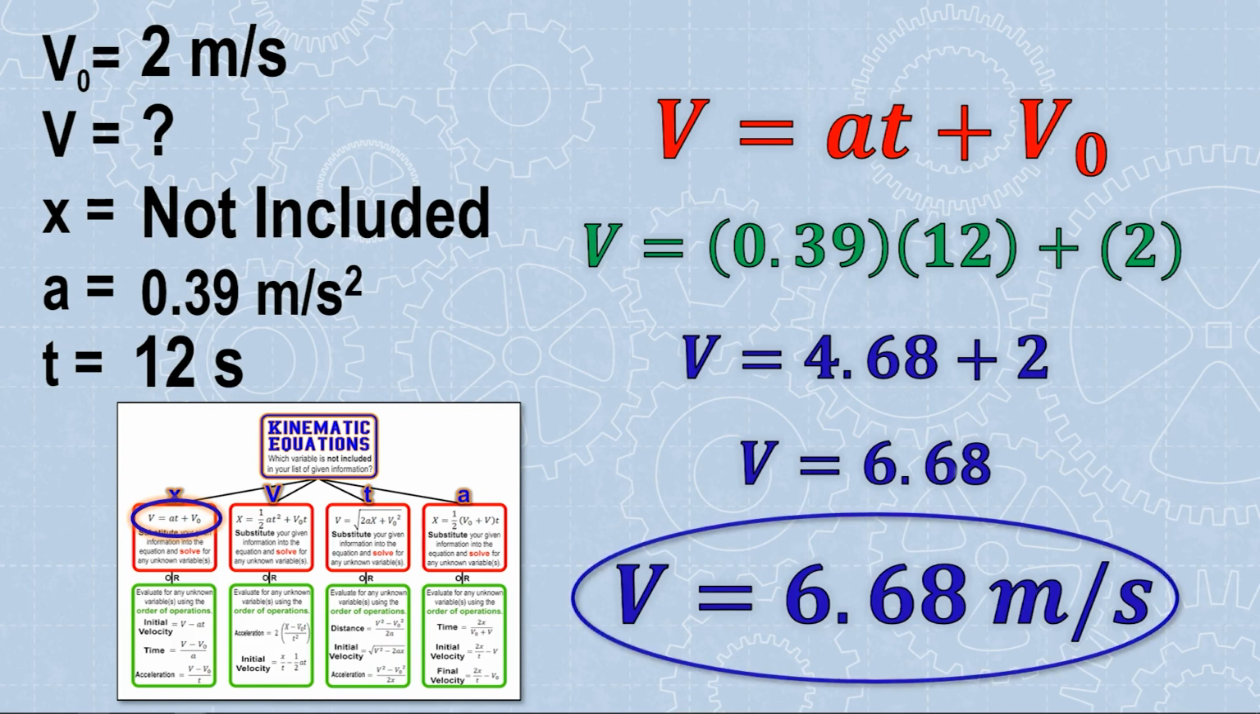I found my given information. I identified what was not included and what I'm looking for. I wrote out my equation, substituted in, and solved for an unknown velocity.